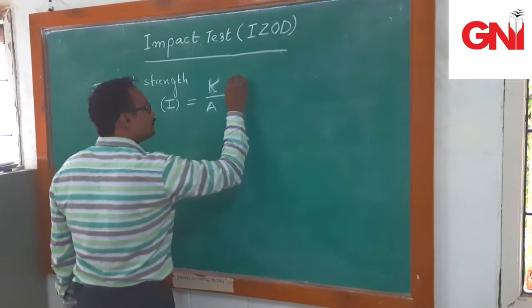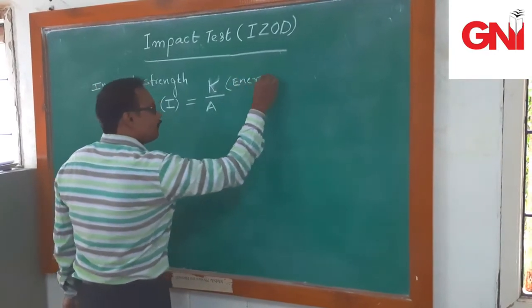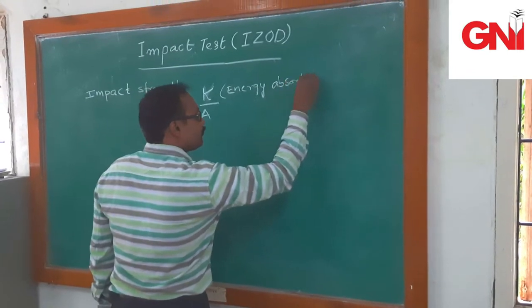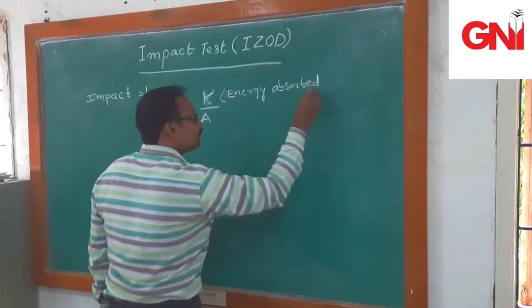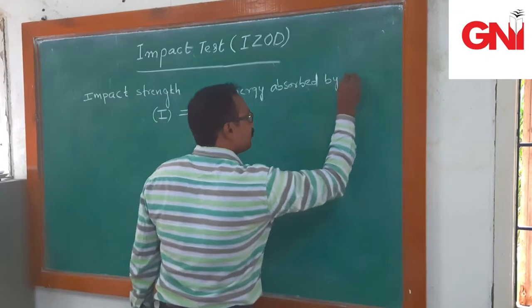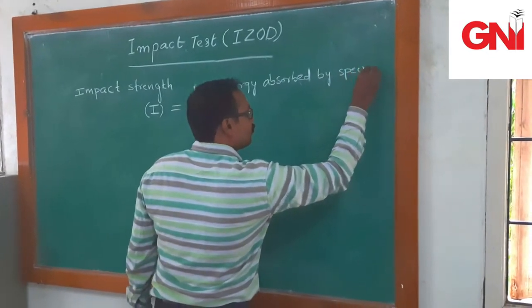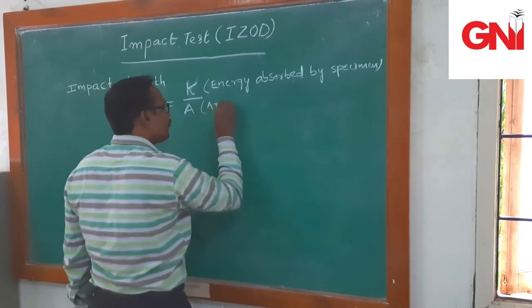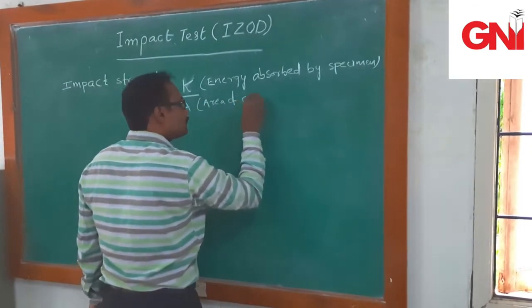This is the energy absorbed by the specimen to fracture. And this is the area of cross section.